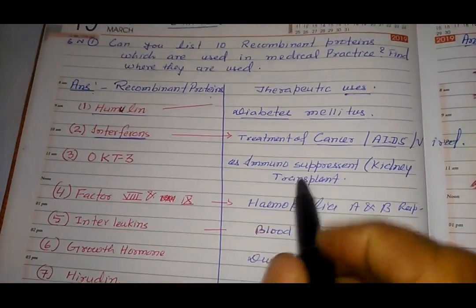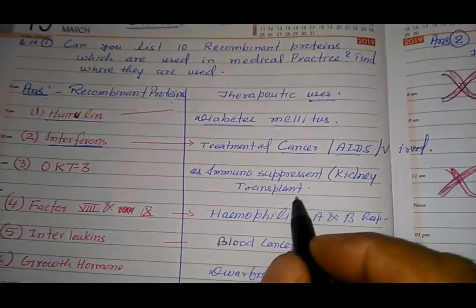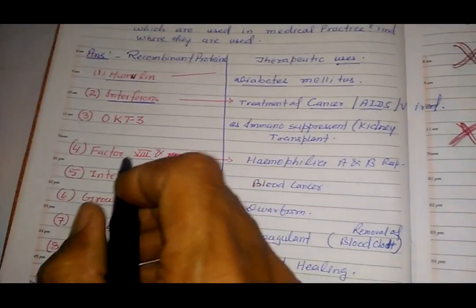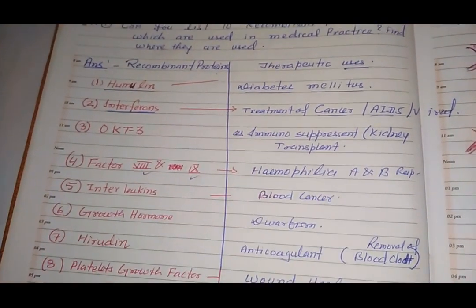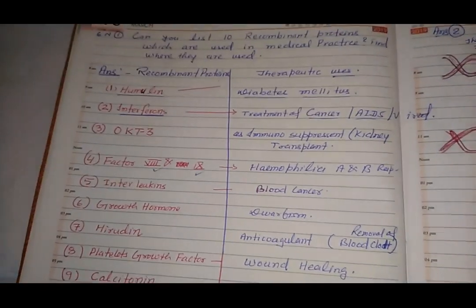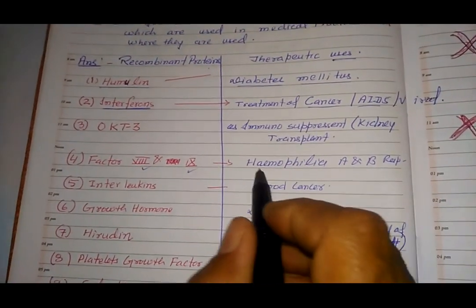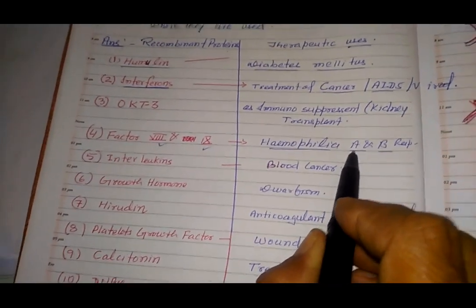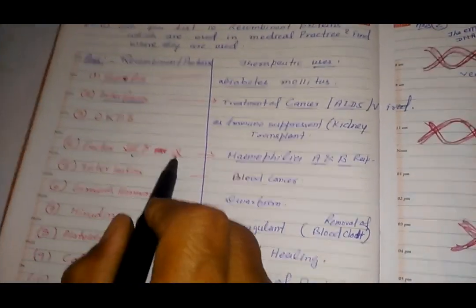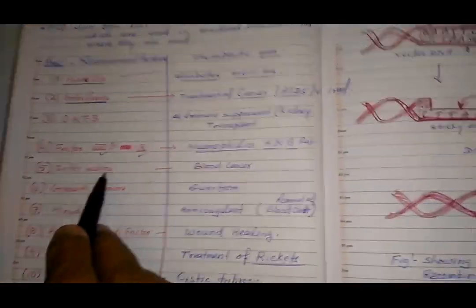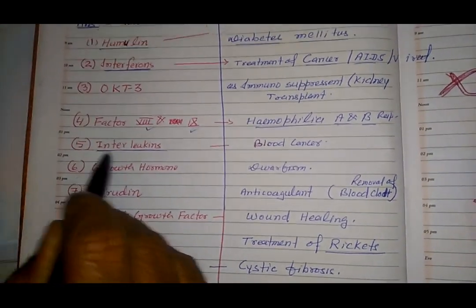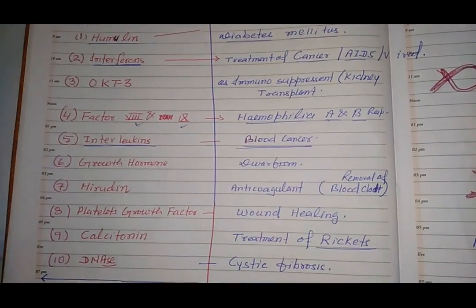OKT3 is an immunosuppressant. During a kidney transplant this enzyme is used. Factor 8 and 9, you can write them separately, but you can write them in one also. These are used for treatment of hemophilia A and B. Factor 8 is used for hemophilia A, and 9 is used for hemophilia B, respectively. Interleukins are used for leukemia, the blood cancer. These recombinant proteins are used for the treatment of blood cancer.